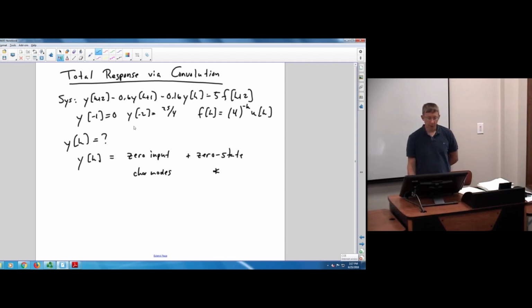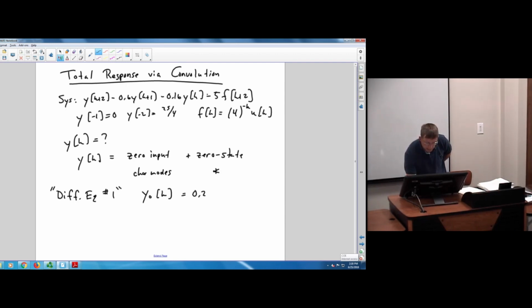So let's walk through all the steps you would have to do to solve this from scratch if you had not worked on this problem before. First of all, if you go back to difference equation number 1, which is an example that we worked in this class, you could solve for y0 of k, the zero input response. And we did that, and we got this as an answer.